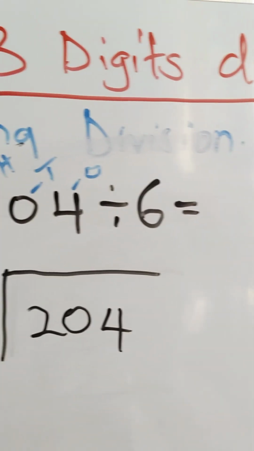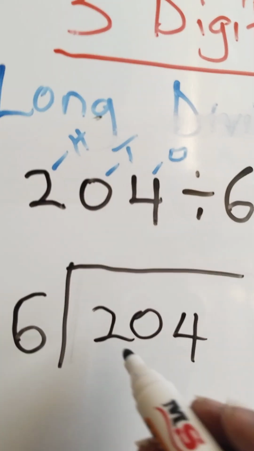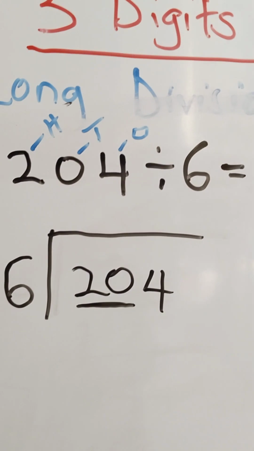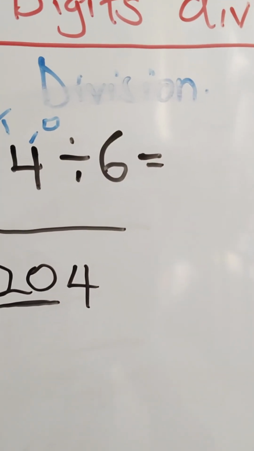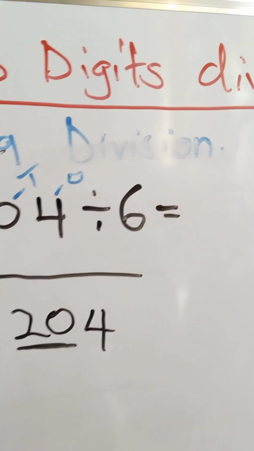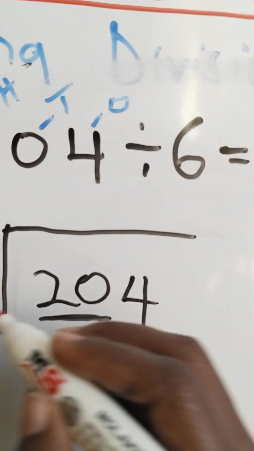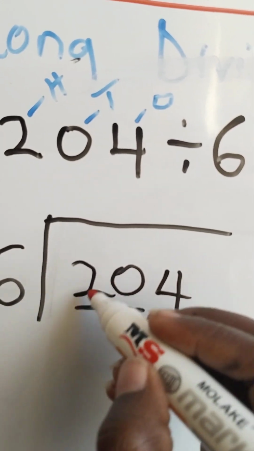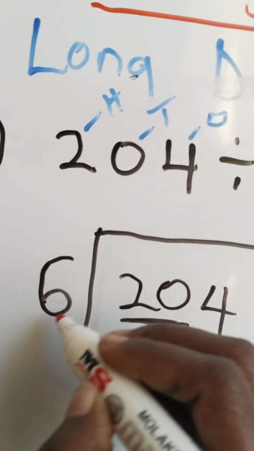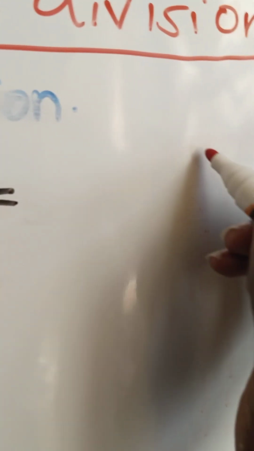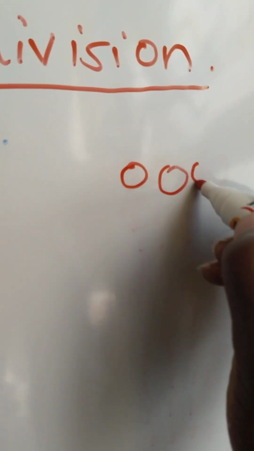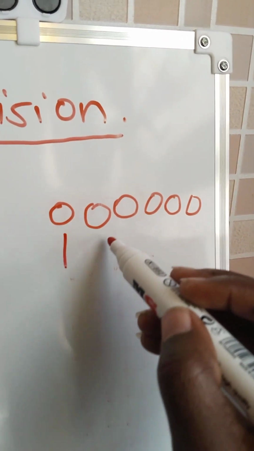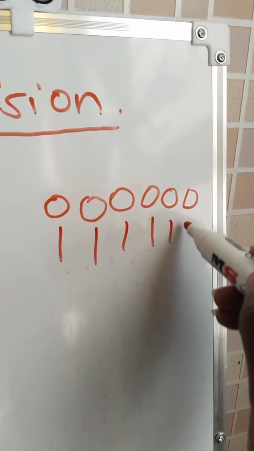So what do we do now, kids? First, we said we always start with the first 2 digits. So we get 20 and divide it by the 6 balls. We will start with our 1, 2, 3, 4, 5, 6, and we will divide 20 balls.